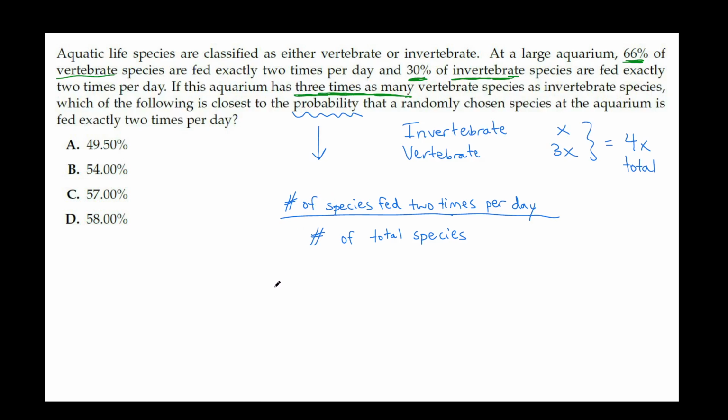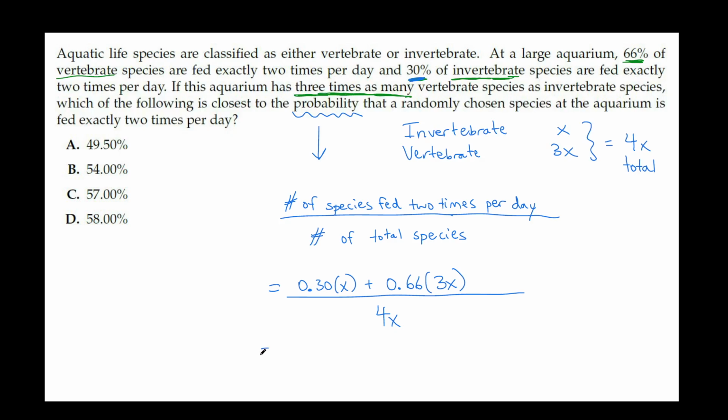If I think about putting this in terms of X, I know the denominator is going to be 4 times X. When it comes to the numerator, what I can do is say, well, of my invertebrates, which would be X here, I've got to be careful. It's 30% of those that qualify as being fed 2 times per day. And then for the other section, 66% of the vertebrates, which should be 3X.